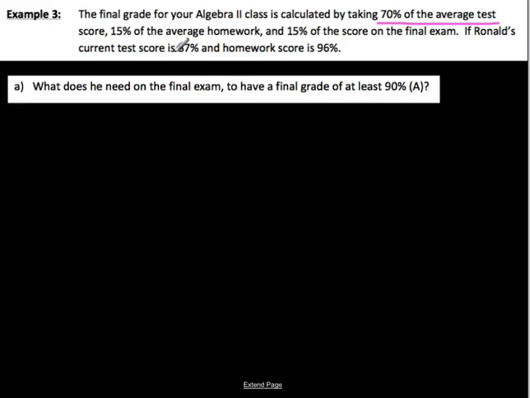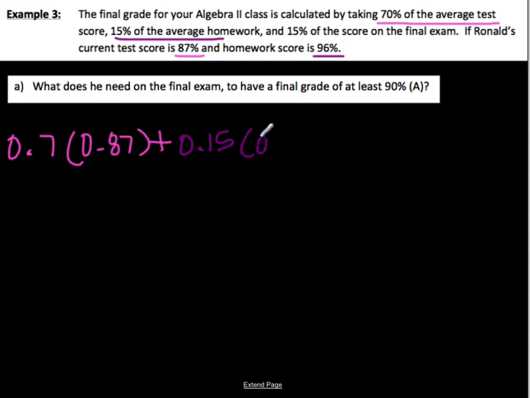All right, so 70% average test score. Well, my average test score is 87%. So I would do 0.7, to represent 70%, and I'm going to put this as a decimal, 0.87. Plus, the next thing we have is homework. The homework's a 96, so it'd be plus 0.15 times my homework, 0.96. Plus, now this one has 3 categories, 15% on the final exam. So 0.15 times my final exam. I don't know what that is, so x, and then I want it to be at least 90, so it has to be bigger than or equal to 0.9.